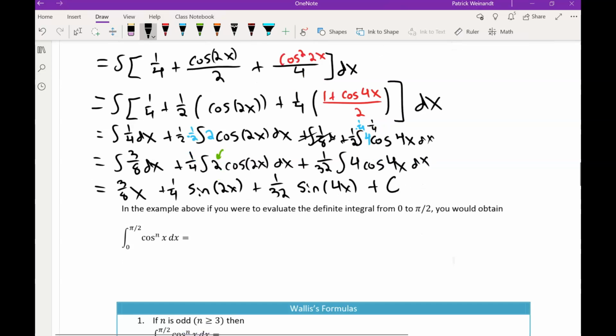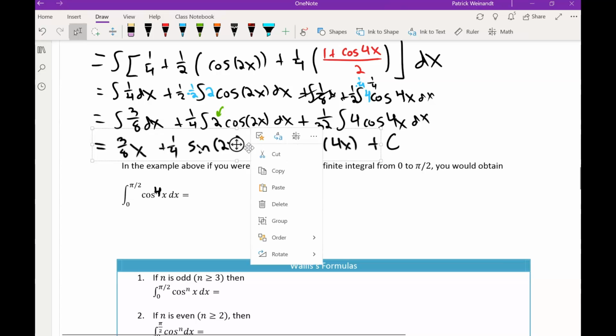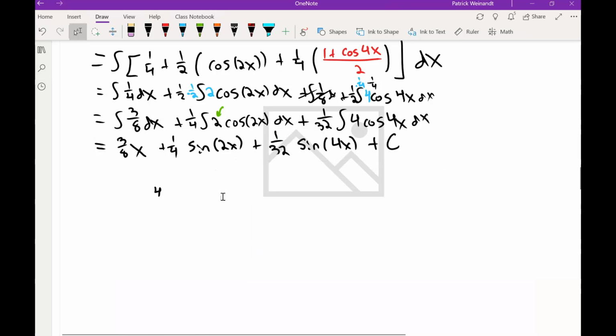Okay. So in the example above, if we were to evaluate the definite integral from 0 to pi over 2, we would obtain the integral from 0 to pi over 2 of cosine to the fourth of x dx, so it's our example. We'd get the same thing here, but we would be evaluating it. So it would be, I wonder if I could make a copy. And let's copy that and paste it here.